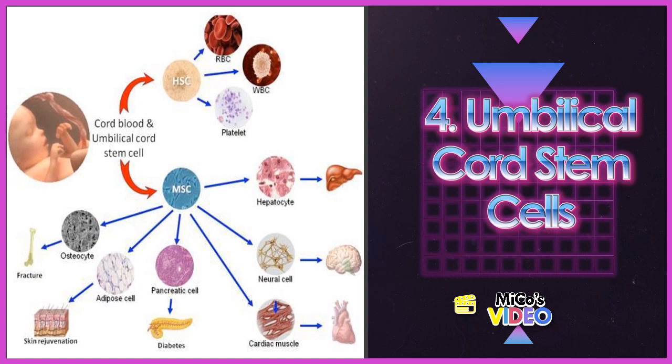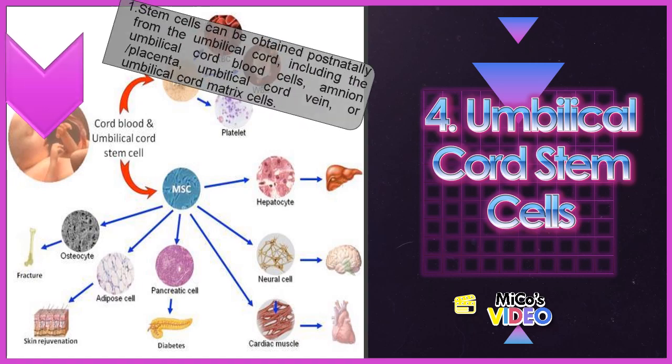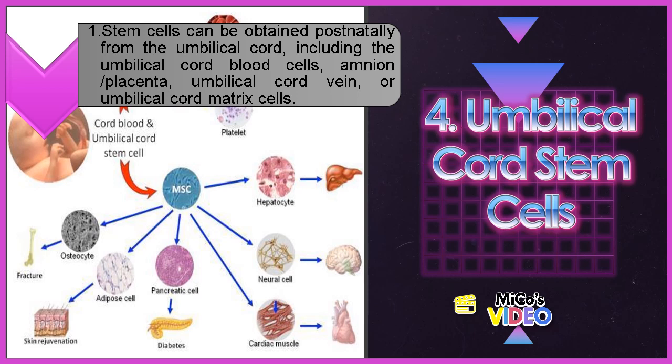Umbilical cord stem cells can be obtained postnatally from the umbilical cord, including the umbilical cord blood cells, amnion, placenta, umbilical cord veins, or umbilical cord matrix cells. This source is readily available and inexpensive, and these cells are multipotent and capable of forming many different cell types.